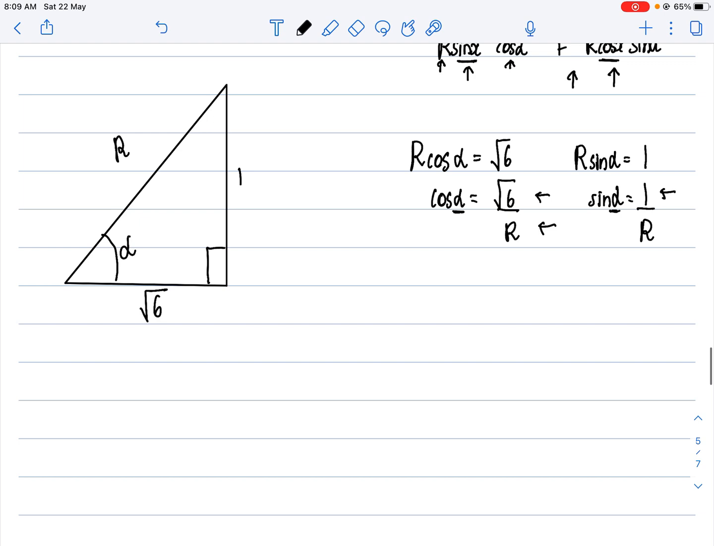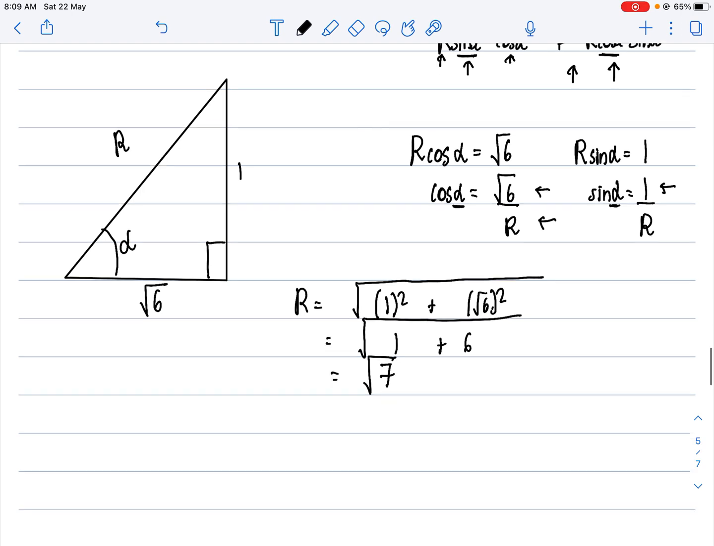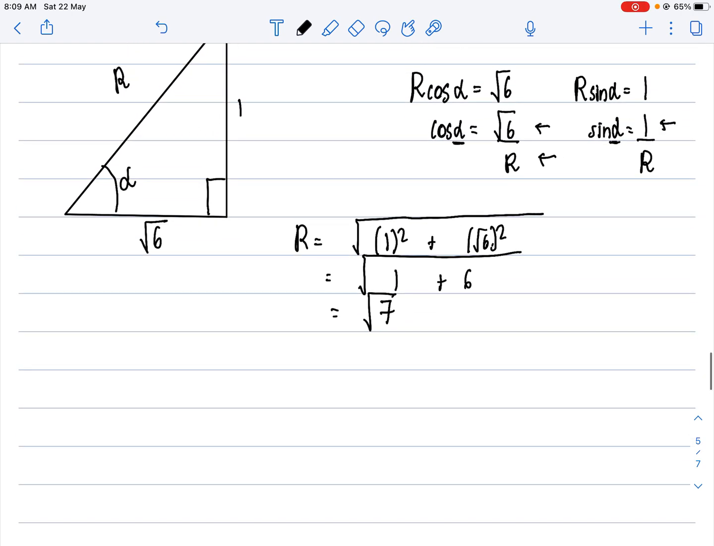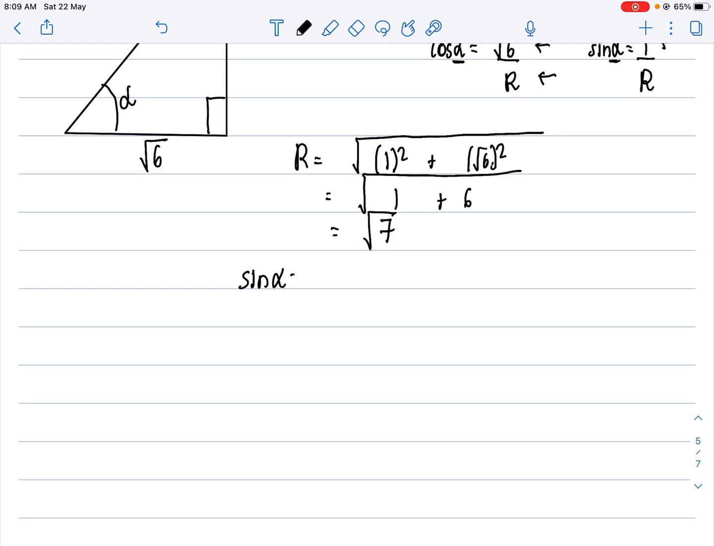To find r, I can use the Pythagoras theorem to get the square root of 1 squared plus root 6 the whole squared. So I can write this as 1 plus 6, which is the root of 7. Now I need to find alpha. I know that sine alpha is equal to 1 over r, so sine alpha is 1 over root 7.